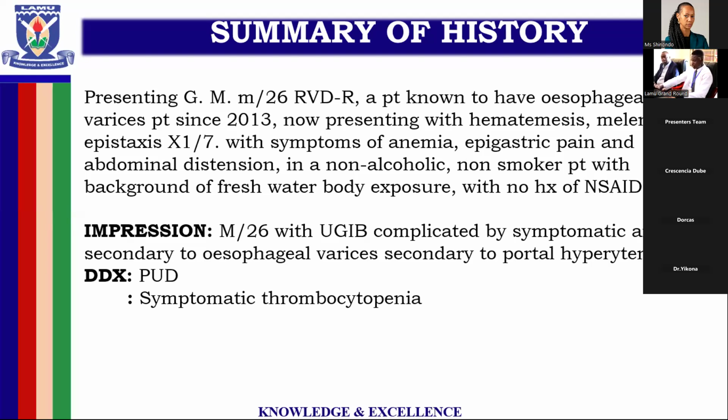Our first differential was peptic ulcer disease because of the presenting symptomatology of the patient, where he is experiencing gastric pain and vomiting of blood with melena. Then the other one is symptomatic thrombocytopenia due to the portal hypertension, which can predispose to the nosebleeds, which we see in the history of his complaints.